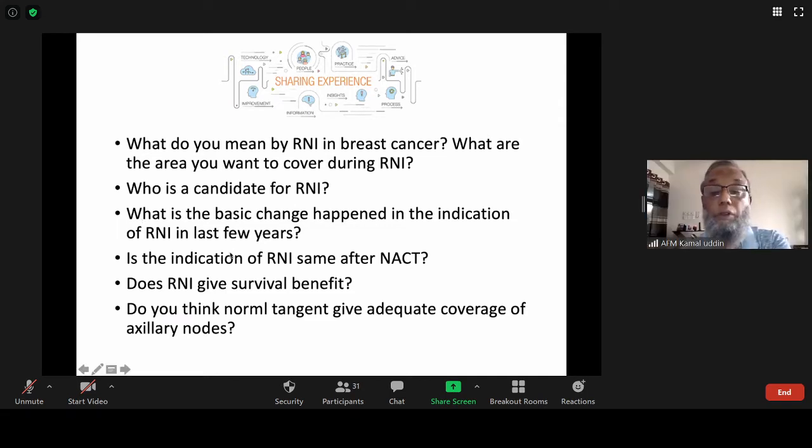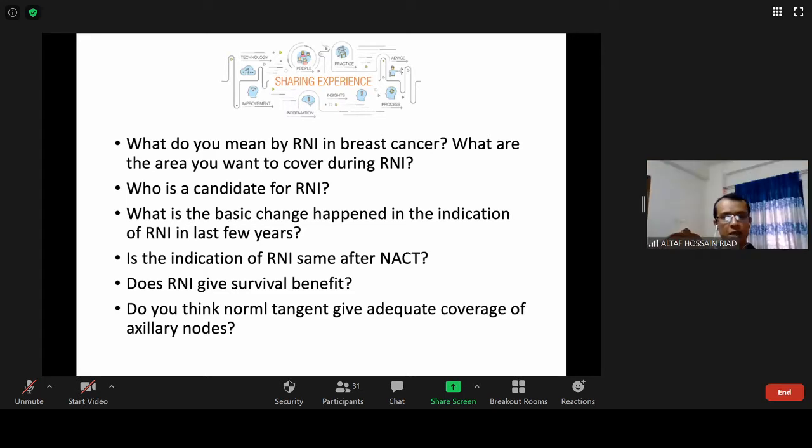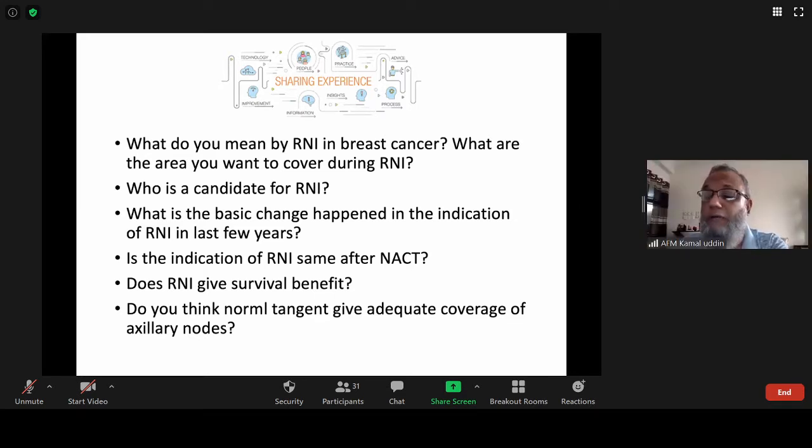Very good. So, do you think there was some change in the indication of RNI in last 10 years' time? I mean, previously there was something, and now there is something. Yes, sir, previously, indication of regional nodal irradiation was N2 and above disease. But now NCCN guidelines said N1 disease also should be irradiated along with. So do you think that indication of RNI is same after NACT and in a fresh case?